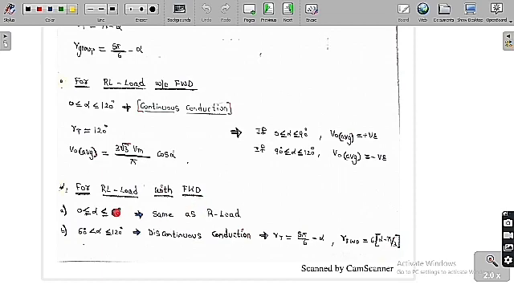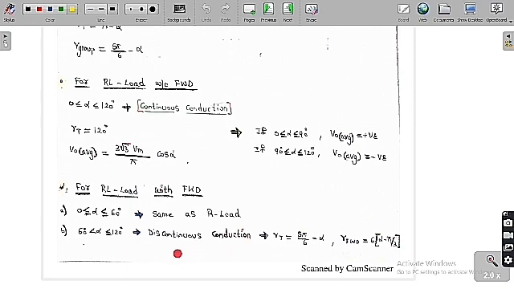Suppose for RL load with freewheeling diode, if the freewheeling diode is present, then what is going to happen? For alpha ranging from 0 to 60 degree, it is behaving like an R load only. So for alpha between 0 to 60 degree, it behaves the same as an R load. Whereas from 60 degree to 120 degree, discontinuous conduction is present, which means it is the same as the R load only, so the output will be 0 for that remaining range.